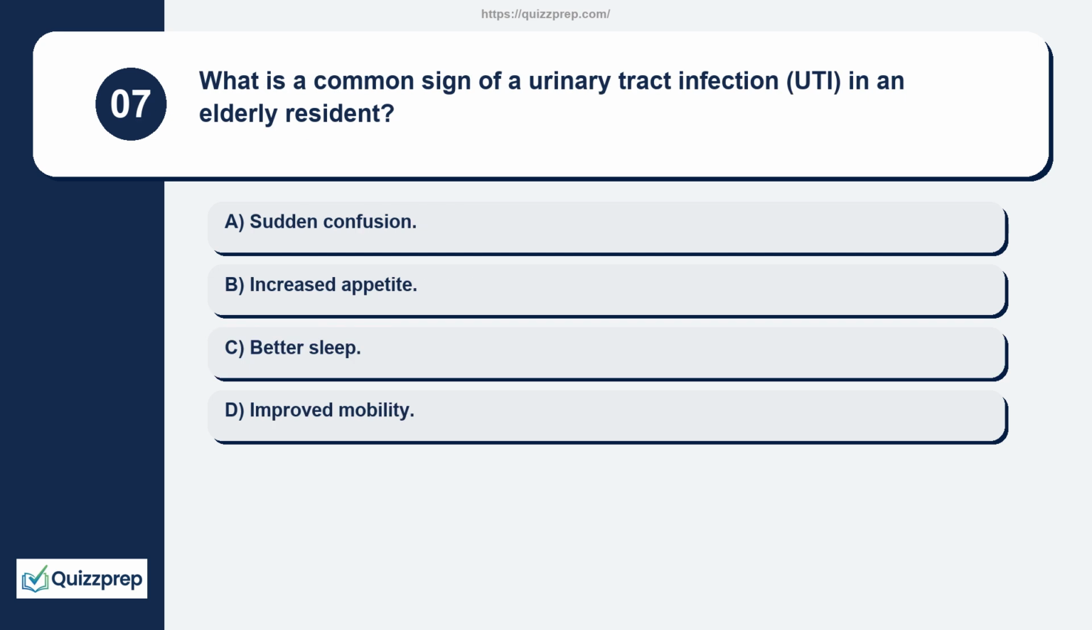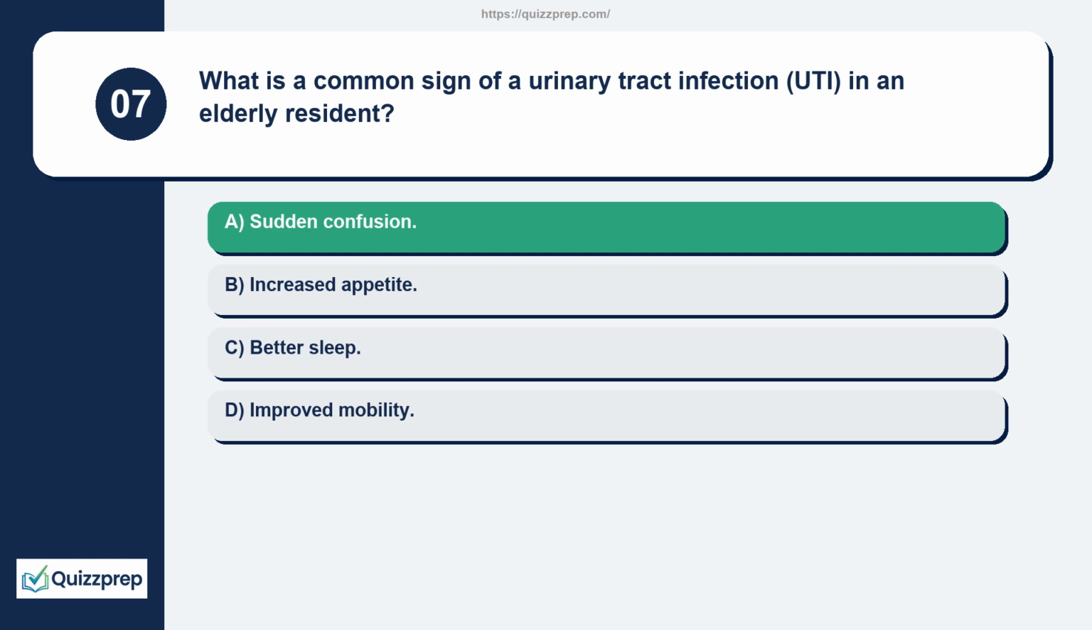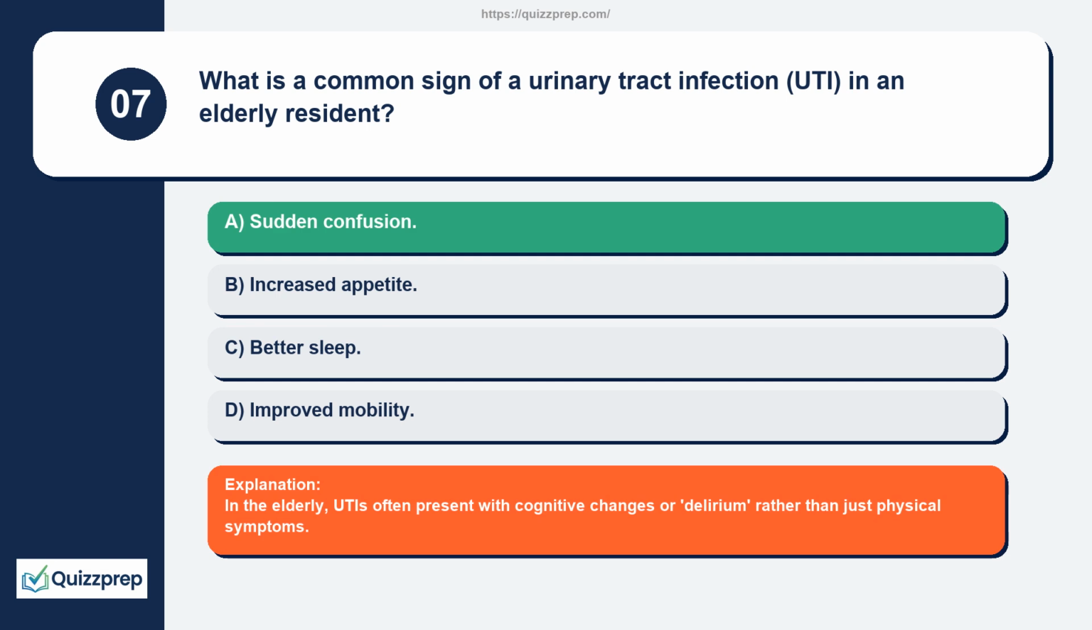Question 7. What is a common sign of a urinary tract infection, UTI, in an elderly resident? Sudden confusion, increased appetite, better sleep, improved mobility. In the elderly, UTIs often present with cognitive changes or delirium rather than just physical symptoms.